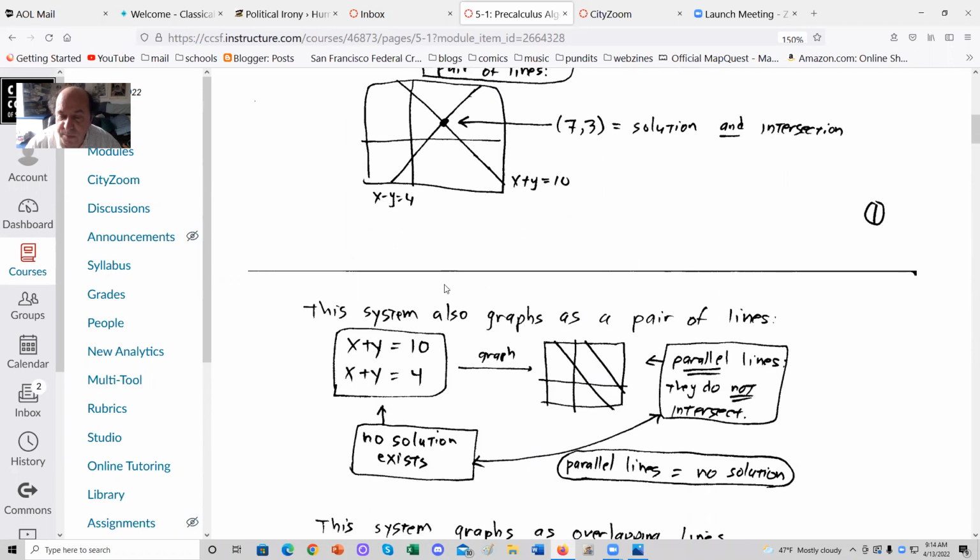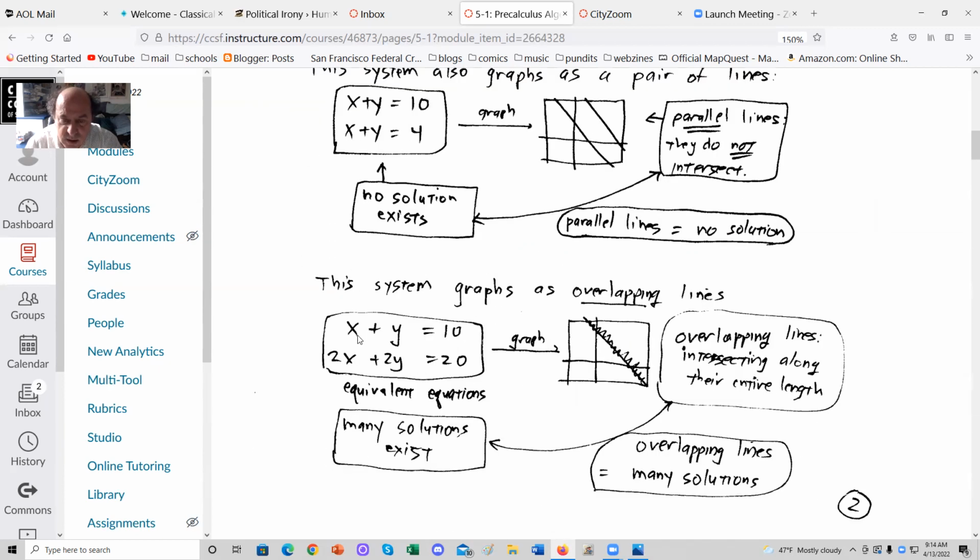All right, so here's another system: x plus y equals 10 and x plus y equals 4. Here the graph is 2 parallel lines. They do not intersect. That makes sense because there are no x and y whose sum is 10 and whose sum is 4, because then their sum would have to be 2 different numbers, which is not allowed. So no solution exists. These lines don't intersect. Parallel lines means no solution.